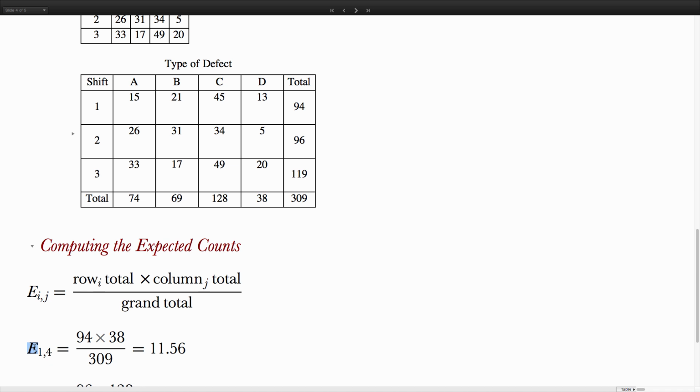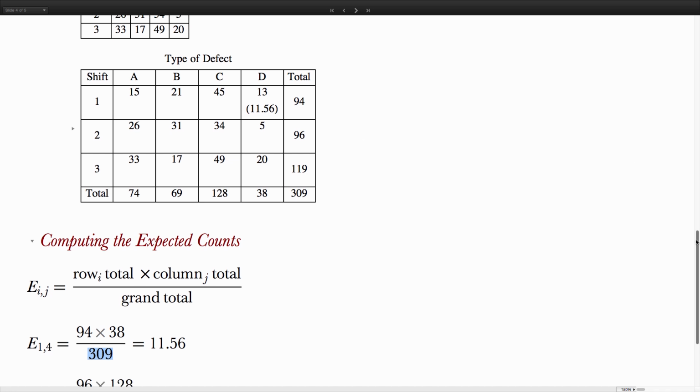E14. So in other words, I want the expected count in the cell having position 1, 4. That's the 1st row and 4th column. The observed count there is 13. And we want the expected count. So again, we're going to look at the row total, which is in this case 94. So that's here. And we're going to look at the column total. The column total for that column is 38. And divided by the grand total. And that comes out to 11.56. And I'd like to actually put that in the contingency table.